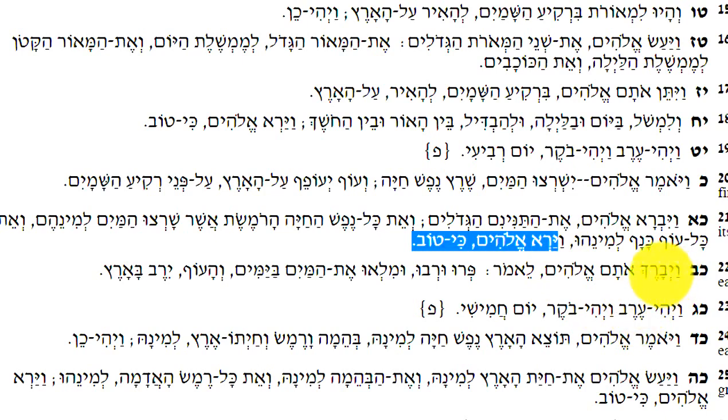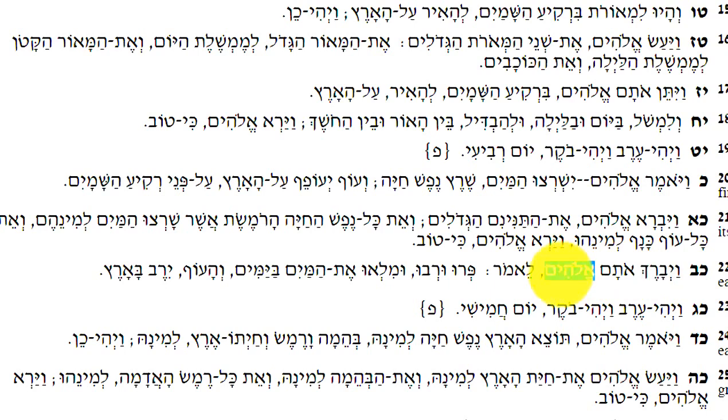Vayevarech, and God blessed. I don't think we've had that before. It's like bracha, blessing. Otam, them, Elohim, is God. Le'emor. And le'emor is the same as vayomer. So it's saying, pru urevu, peri, we've had as fruit, so be fruitful, urevu, and multiply.